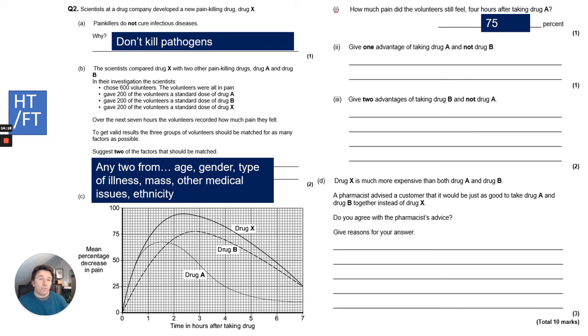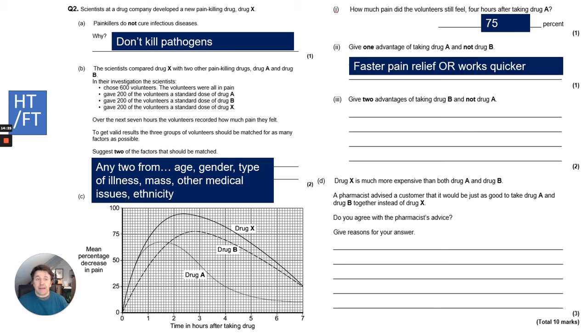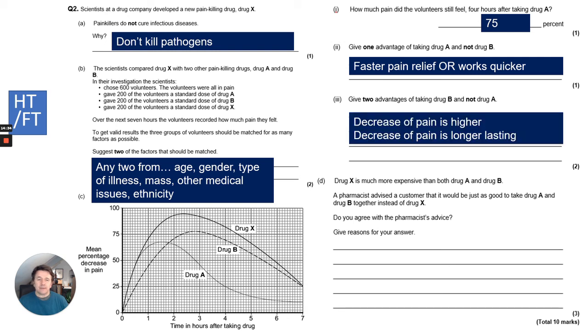It then says give 1 advantage of taking drug A and not drug B. Well, quite simply, you get faster pain relief, or it's working quicker than drug B. Then it says give 2 advantages of taking drug B. Well, basically the mean percentage decrease in pain is higher, and the decrease of pain is longer lasting than A. You could maybe mention some of the data in that answer.